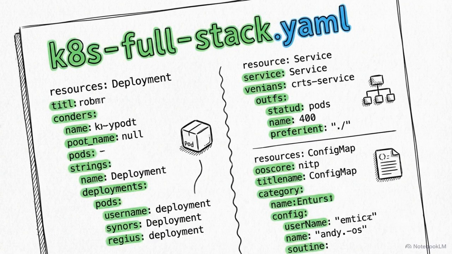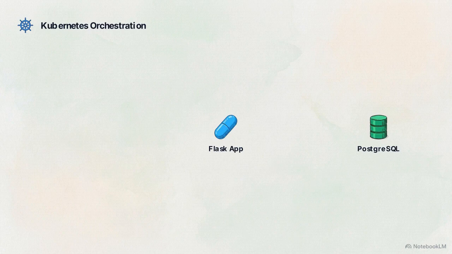Now we define the infrastructure. We use a single YAML manifest to declare the desired state for both the application and the database. We isolate the app and database in separate pods, letting us scale the web tier safely during high traffic.